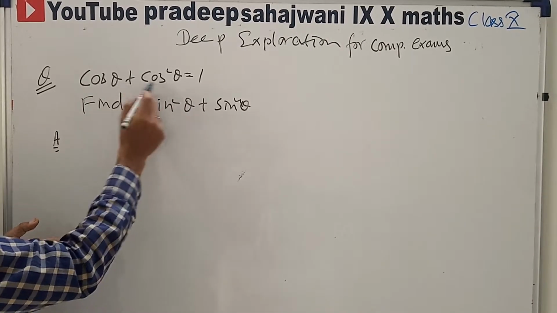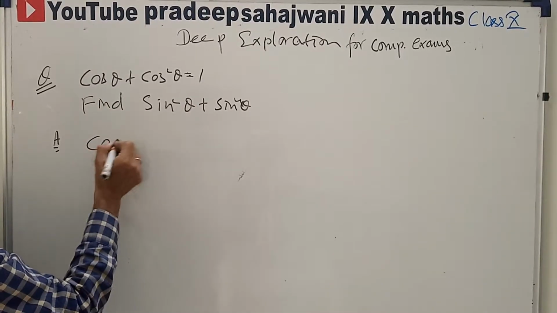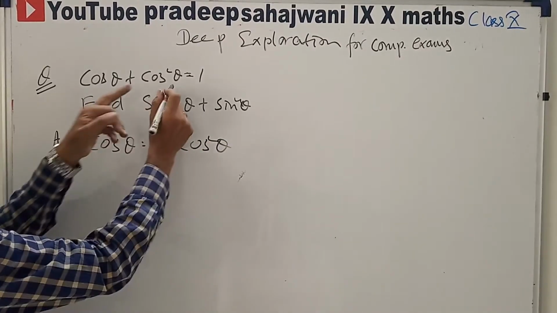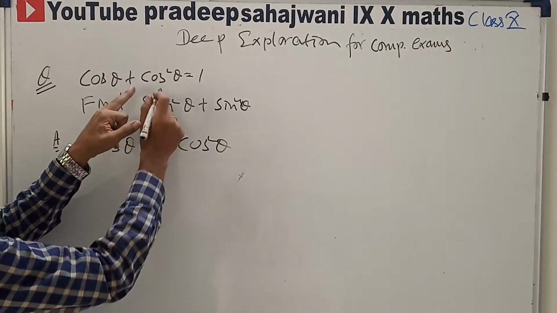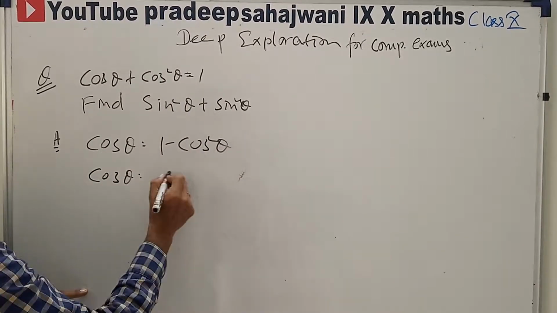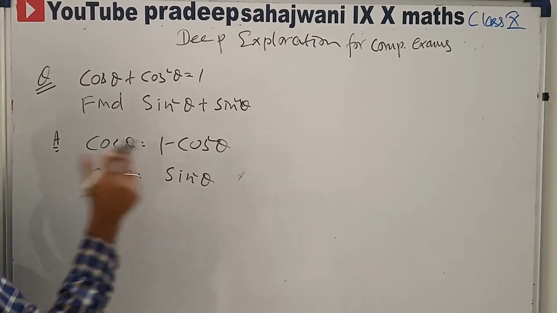Cos theta plus cos square theta is 1. Find sin square theta plus sin 4 theta. So let us use this one. Given, cos theta is equal to 1 minus cos square theta. Why? Because the cos square makes the identity, so we will make the cos square on this side. 1 minus cos square theta is sin square theta. You know this, 1 minus cos square theta is sin square theta.